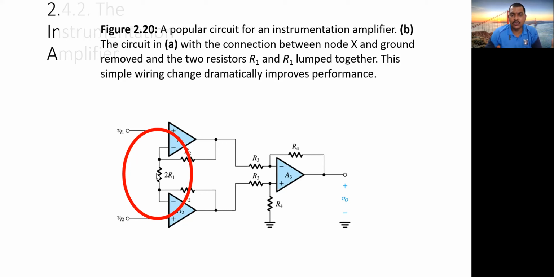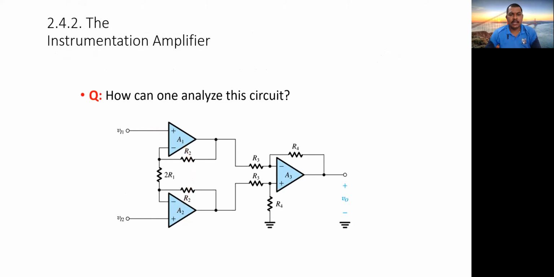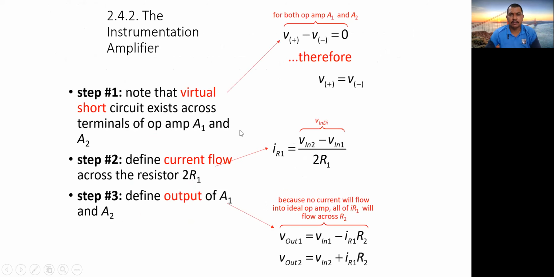So for that, we can use this type of circuit where we are replacing this by a simple twice of R1, right? And then we might have a little bit of symmetric gain. So this can be analyzed by that. And how can one analyze this circuit? So this is the same as that.